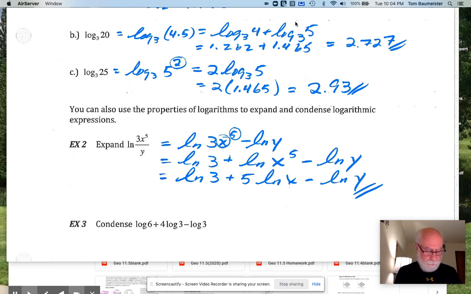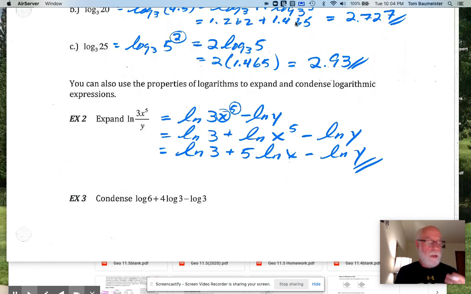So I'm done. Like we can expand it, we can also condense it. So they're going to ask us to condense this one here. On this one, they're kind of trying to give you a little trick because you have 4 log 3 minus log 3. Well, if you have 4 log 3s and I take one of them away, how many are you going to have left? You're going to tell me, well, you're only going to have 3 log 3.